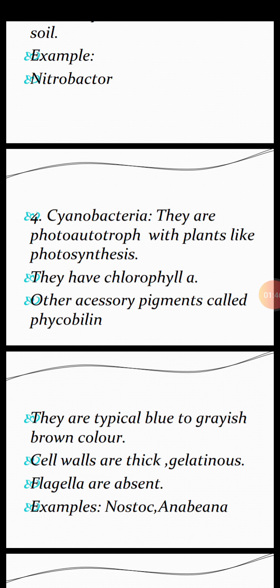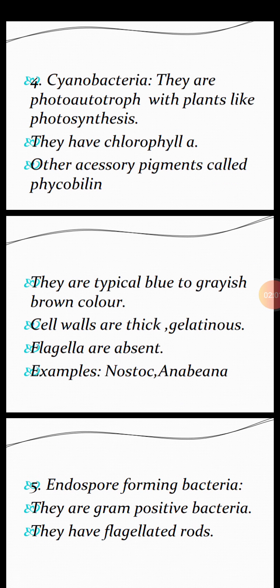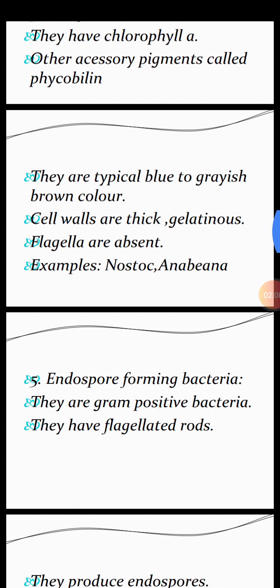Next comes Cyanobacteria, which are also known as blue-green algae. They are photoautotrophs. Photo means light, and autotrophs are able to make their own food like plants through photosynthesis. They have chlorophyll a pigment and other accessory pigments called phycobilins. They are typically blue to grayish brown in color. Cell walls are thick, gelatinous, sticky. Flagella are absent. For example, Nostoc and Anabaena.